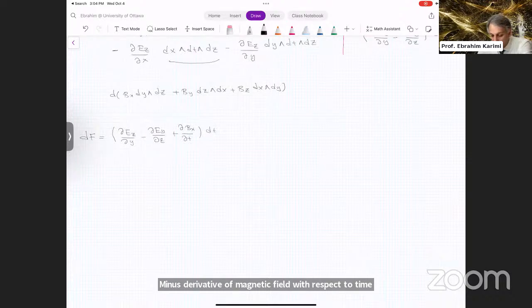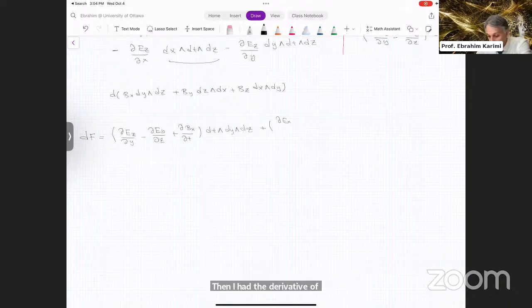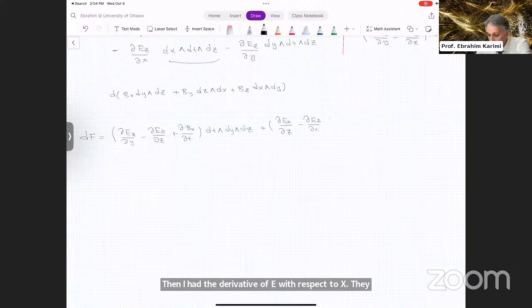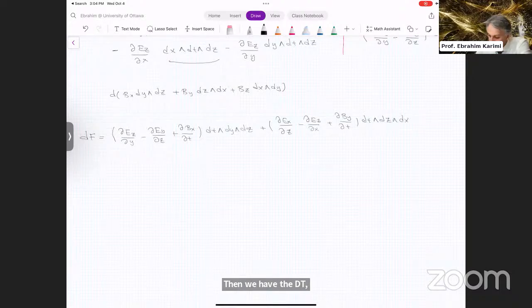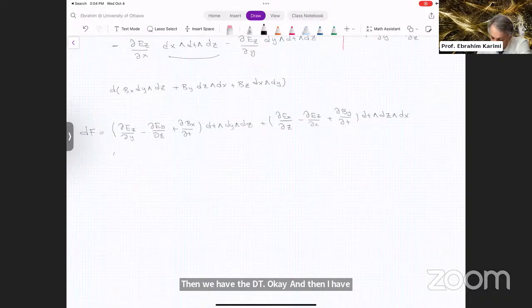And then we have the dt, dy, dz, the first term that I have written on the upper side. Then I had the derivative of E with respect to x, derivative with respect to z, minus the derivative of E_z with respect to x, plus the derivative of B_y with respect to time. Then we have the dt, dz, dx. Okay, and then I have another two terms which are very important.